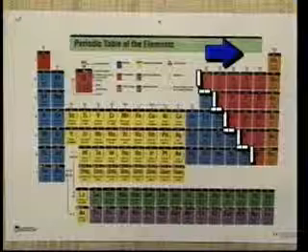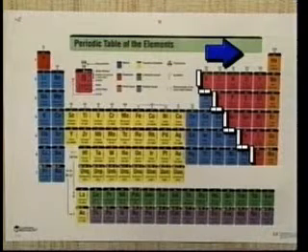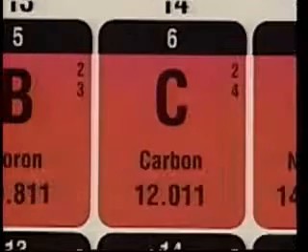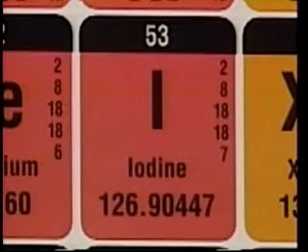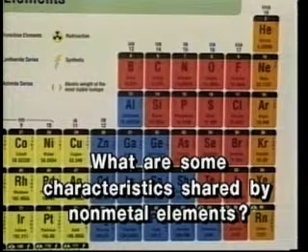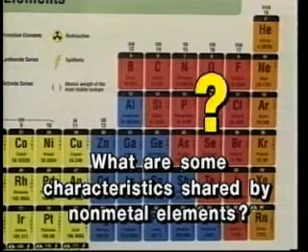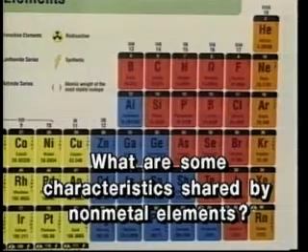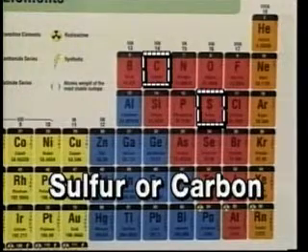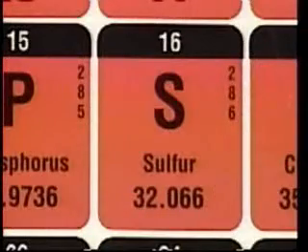To the right of the step-like line in the periodic table, we have nonmetals, such as the oxygen we need to breathe, carbon, and iodine. Think for a moment. What are some of the characteristics shared by nonmetal elements? At room temperature, nonmetal elements are usually gases, like the neon in these red lights. Or some elements, like sulfur or carbon, are brittle solids and do not conduct heat or electricity well.